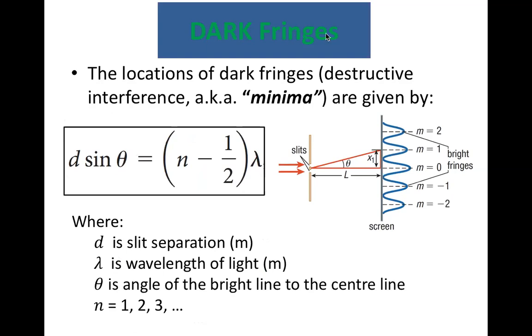Now the dark fringes. The textbook derives these equations, by the way. You can find those around page 480, and I encourage you to look at those to see if you understand the trigonometry that is based on these diagrams. So we talked about the bright lines. The dark lines also have equations. The locations of the dark lines are called minima. Oh, I forgot, the bright lines are called maxima. The dark fringes are called minima.